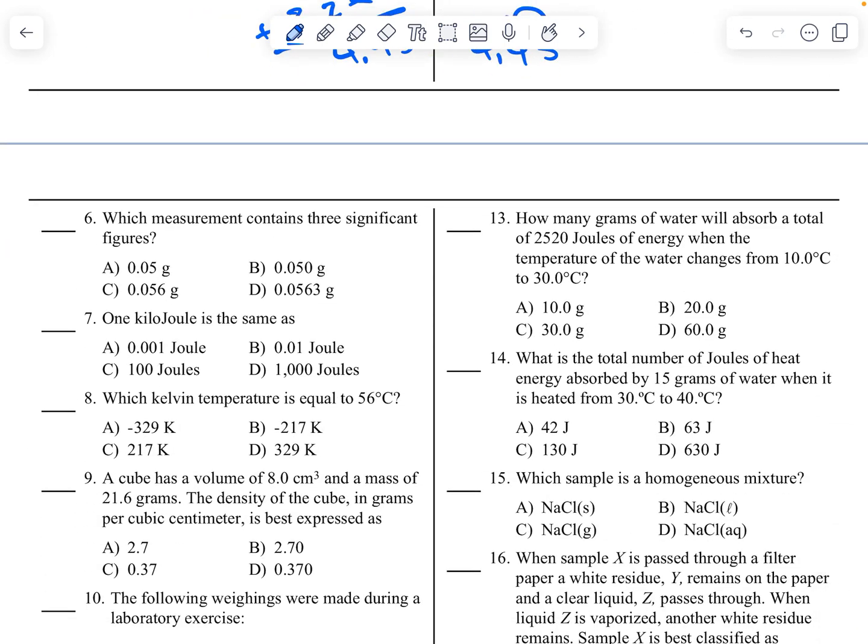Which measurement contains 3 sig figs? So if a decimal place is present, we're going to go from left to right. And as soon as we count something that's not 0, we're going to count sig figs. So in part A, this is 1 sig fig. In part B, this is 2 sig figs. In part C, this is 2 sig figs. In part D, this is 3 sig figs. So number 6 is D.